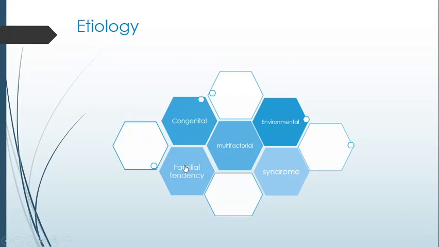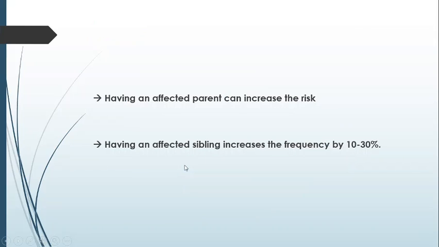Regarding the familial tendency, having an affected parent can increase the risk, and there is a 10 to 30% increase in the frequency if there is an affected sibling.